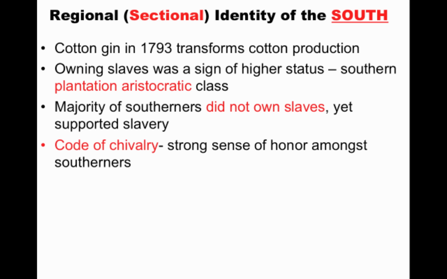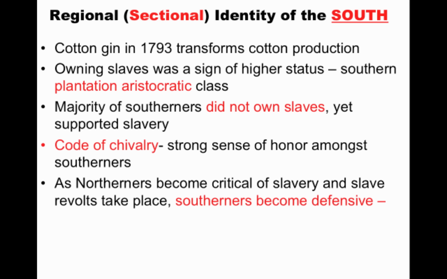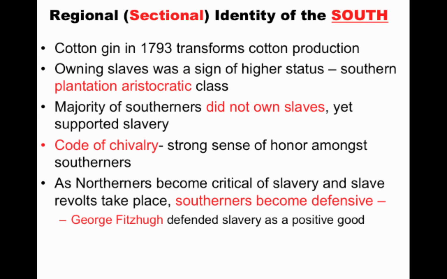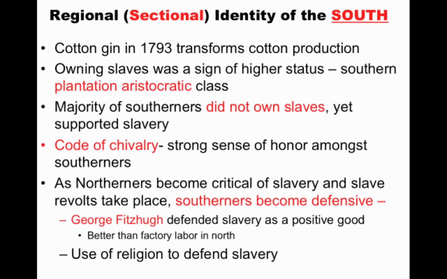They have this code of chivalry in the South, this strong sense of honor amongst Southerners, and as Northerners became critical of slavery and slave revolts were taking place, Southerners became very defensive of the institution of slavery. In fact, you see George Fitzhugh defending slavery as a positive good. It was better than the factory labor in the North, and in some instances, you see the use of religion to defend slavery.